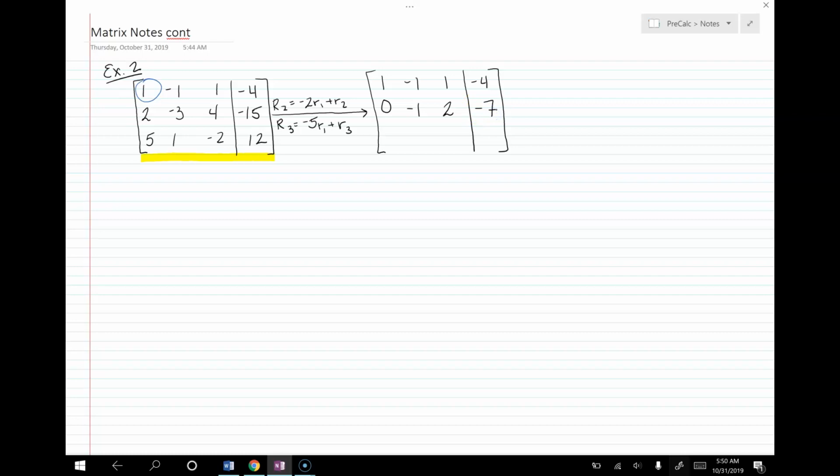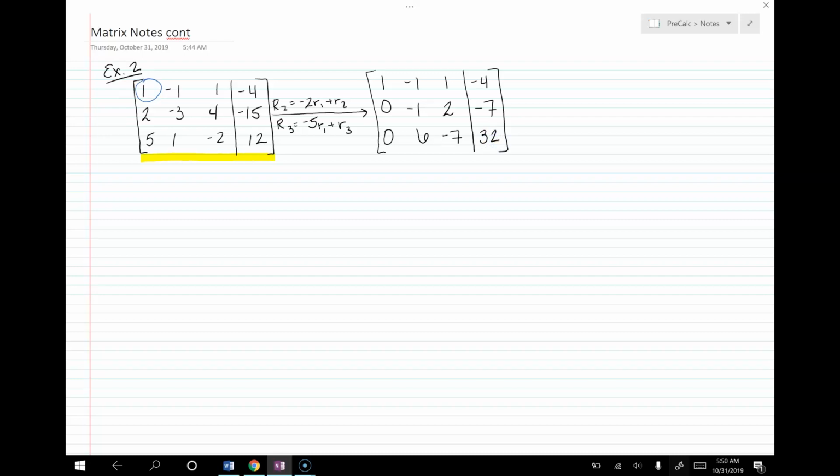Okay, I'm going to go back again to the original matrix and do that whole process, but with rows 1 and 3. So -5 times 1 is -5, plus 5 is 0. -5 times -1 is 5, plus 1 is 6. And then -5 times 1 is -5, plus -2 is -7. Lastly, for the solution, we get -5 times -4, which is 20, plus 12 gives us 32. Sweet. Okay, so we have our zeros.